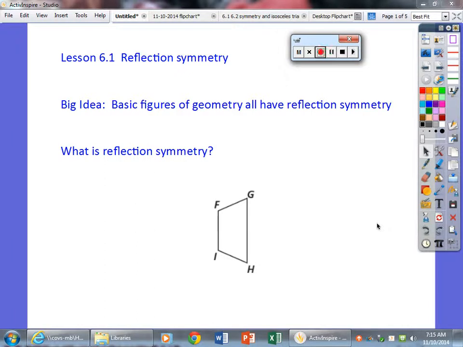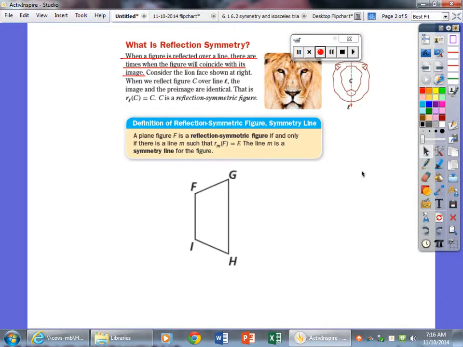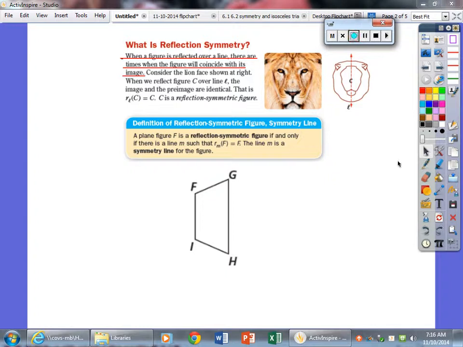What is reflection symmetry? How does it pertain to angles? And how does it pertain to circles? We're also going to look at segments too. So the first thing is, let's look at what reflection symmetry is. Okay, so this is just straight out of your book.